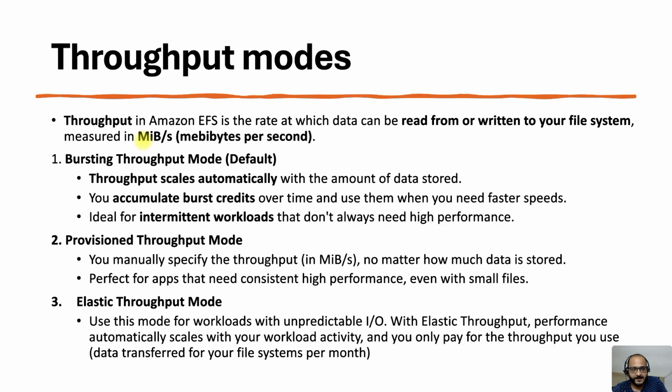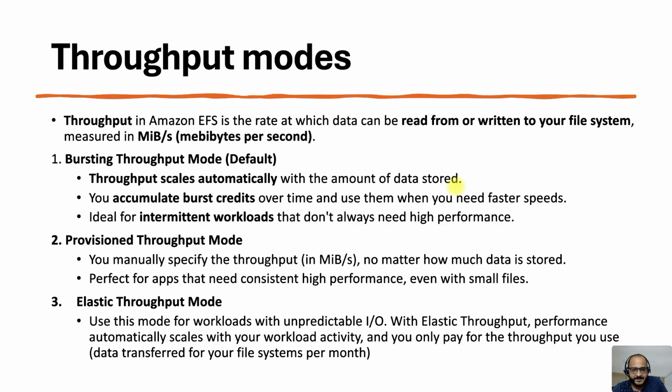This particular feature helps us set up the throughput mode. There are three modes available as part of EFS. The very first mode is bursting throughput mode, which is the default. Throughput scales automatically with the amount of data stored. So you don't need to think about storage capacity. You just need to start storing your data.